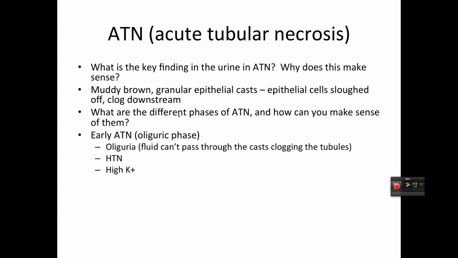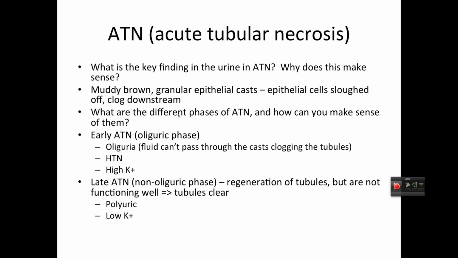Okay. So your potassium is going to be high because you can't excrete any potassium, and you're going to be hypertensive because, like Sarah was saying, you're not going to be able to get rid of any sodium either. Okay, so the one that's difficult to understand is the late ATN, or the non-oliguric phase. So you're going to be polyuric and you're going to have low potassium. Can someone tell me why that would make sense? It's odd, but in ATN, at some point you're going to start peeing out a ton. So how about Lindsay? Can you tell me why it would make sense that you're suddenly peeing out a ton and your potassium's low?